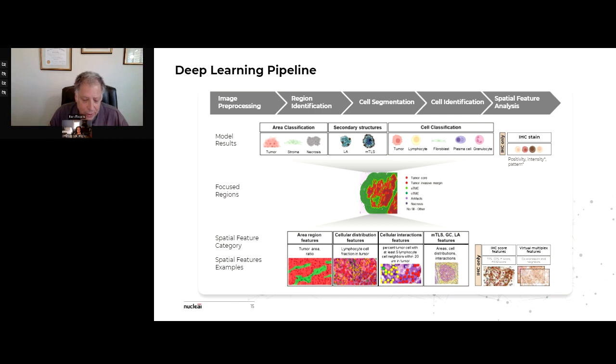Whatever the input, the pipeline will output areas, cells, secondary structures, IHC patterns if applicable, and a wide variety of spatial features like tumor area, cell distributions, and cellular interactions. There are also special pipelines that can perform tasks like virtual multiplexing, in which two single-plex IHC slides can be combined into a virtual duplex stain, or identify lymphoid aggregates and distinguish them from mature and immature tertiary lymphoid structures.